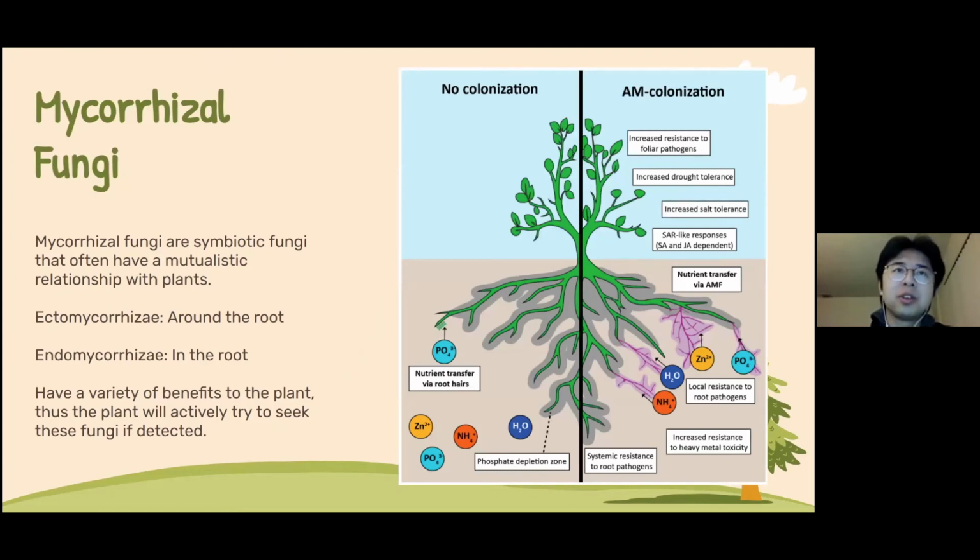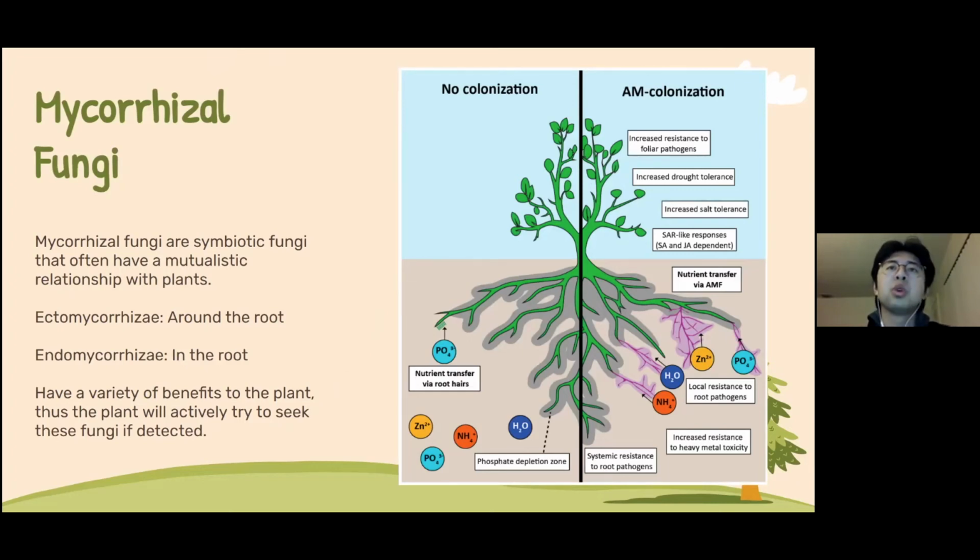Mycorrhizal fungi are the fungal portion of the symbiotic relationship between fungi and plant roots. Unlike rhizobia, however, mycorrhizal fungi are not specific and appear ubiquitously across a variety of plants. The fungi assist the plant in accessing nutrients such as water, phosphorus, and other micronutrients. In return, the plant provides fixed carbon for the fungi to use. There are two forms of mycorrhizae, ecto and endomycorrhizae, dictated by how they interact with plant roots.